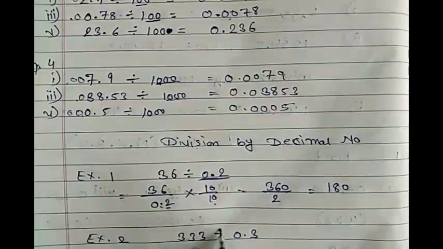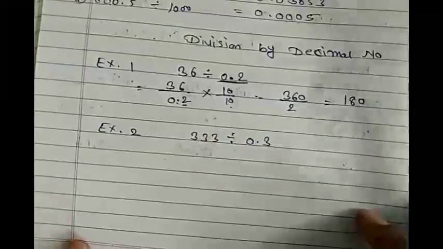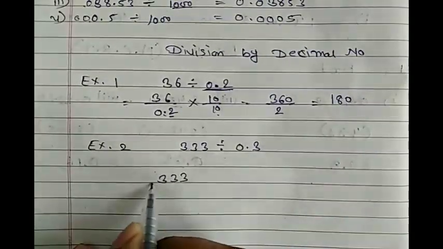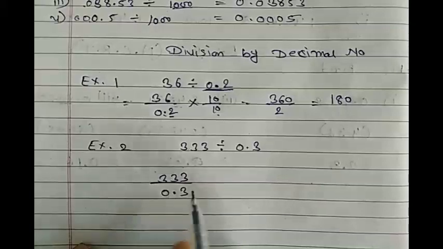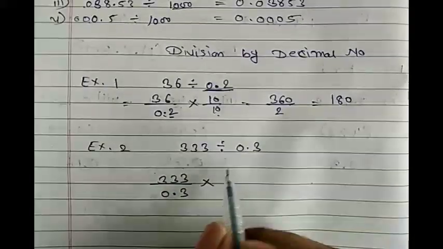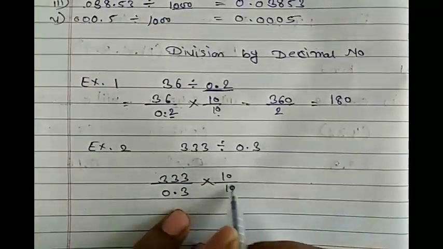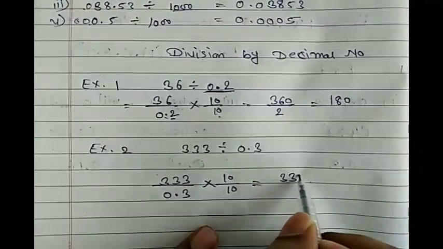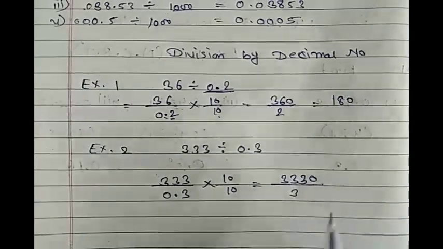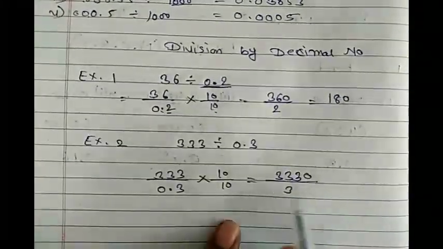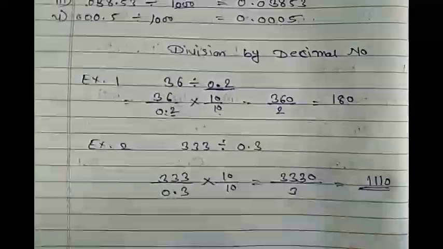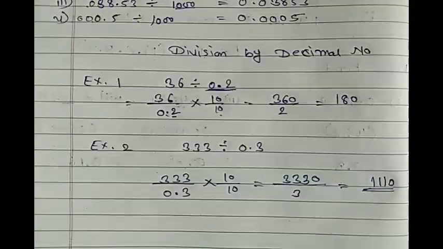333 divided by 0.3. First write in fractional form. There is one digit after the decimal, so multiply both parts of the fraction by 10. So we get 3330 upon, when we multiply 0.3 we get 3. Now divide the numbers, we get 1110. This is our answer. Let's start our exercise.